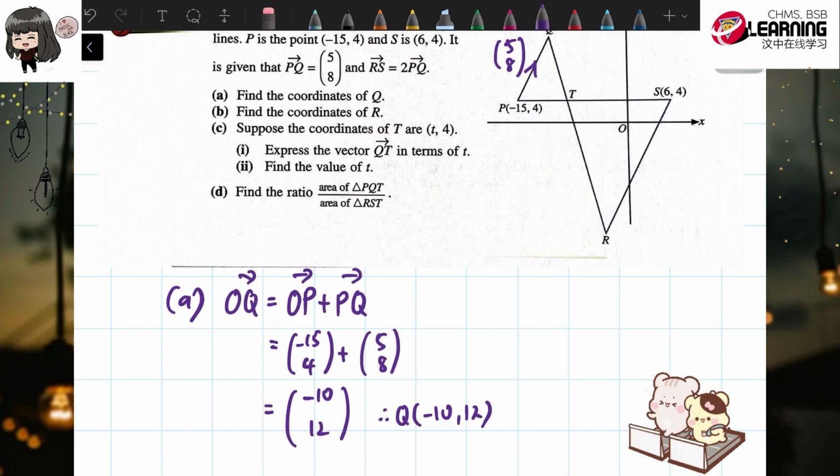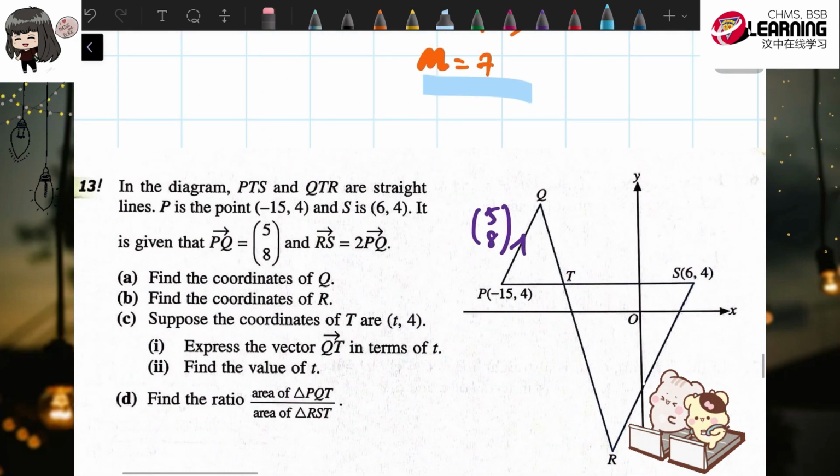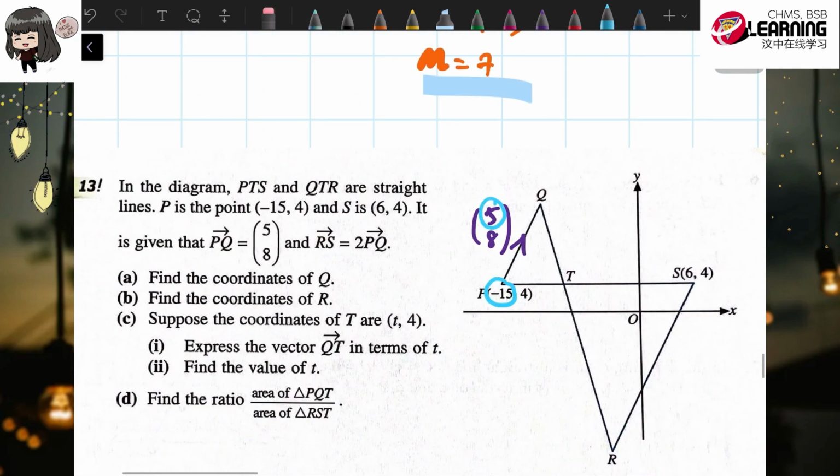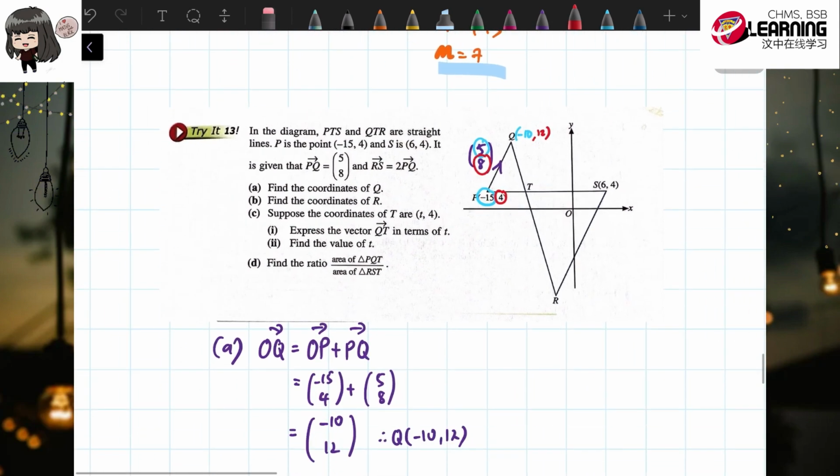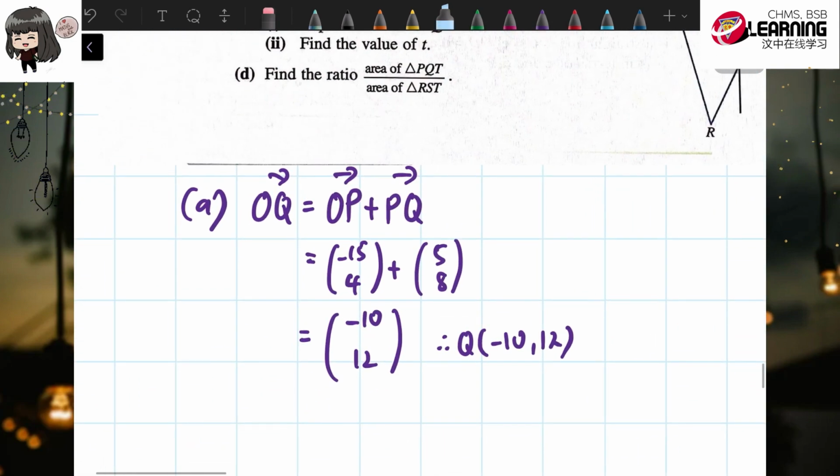If you're looking at the coordinate, it's also the same. You look at this x, you add the 5, so you'll get -10. And then you look at the 4, you add the 8, you will get 12. It's the same: x plus x, y plus y. So you get this answer for part A.